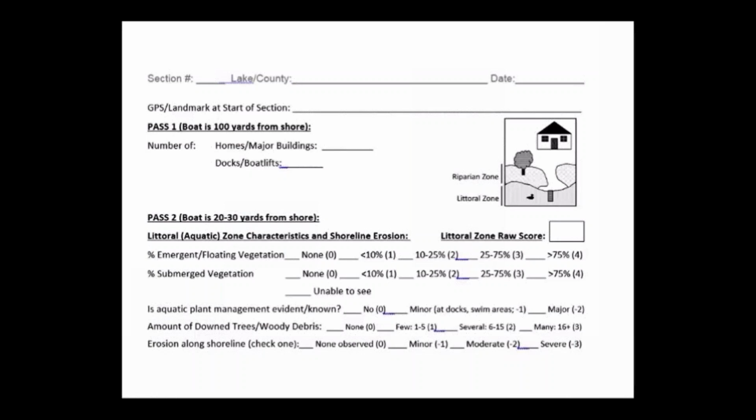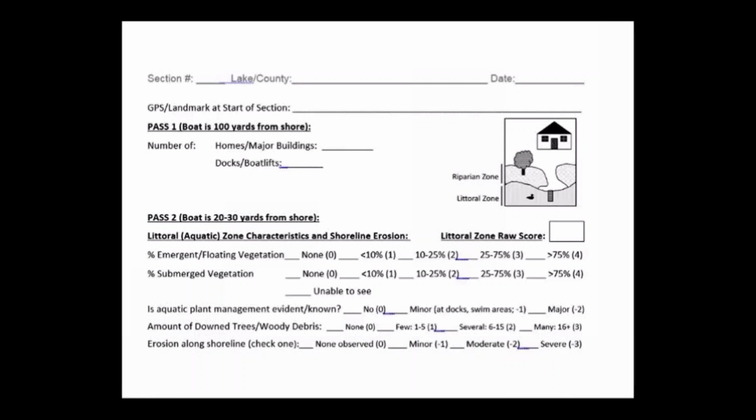For Pass 1, you should keep your boat about 100 yards from shore. Cruise along the shoreline and count the number of homes and major buildings and the number of docks and boat lifts. When you reach the end of Pass 1, make sure that everyone on the team agrees where this shoreline section ends. Next, head back in the opposite direction, closer to shore for Pass 2. You should be 20 to 30 yards out, so you can see the shoreline features well.